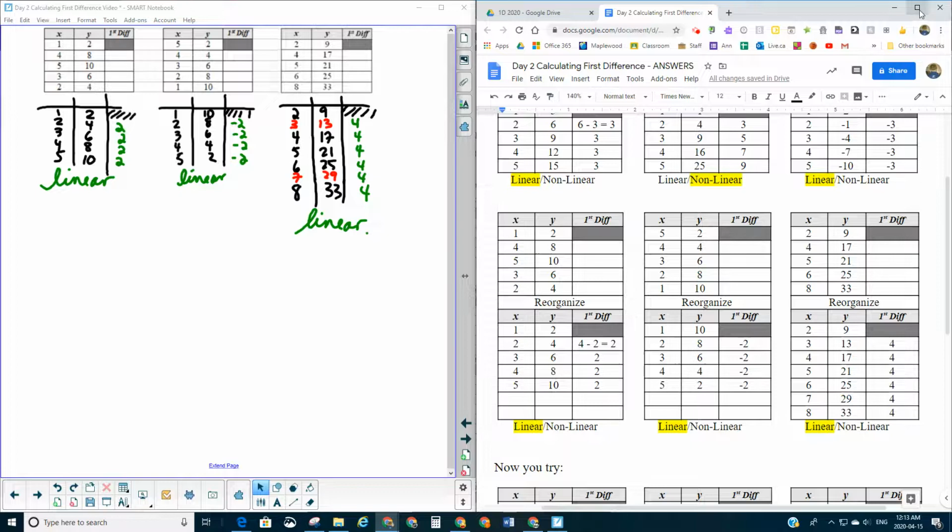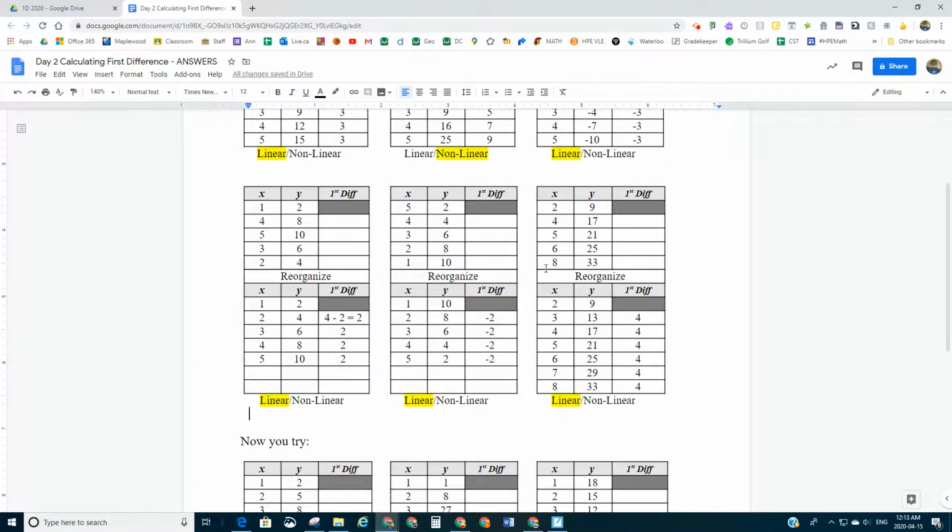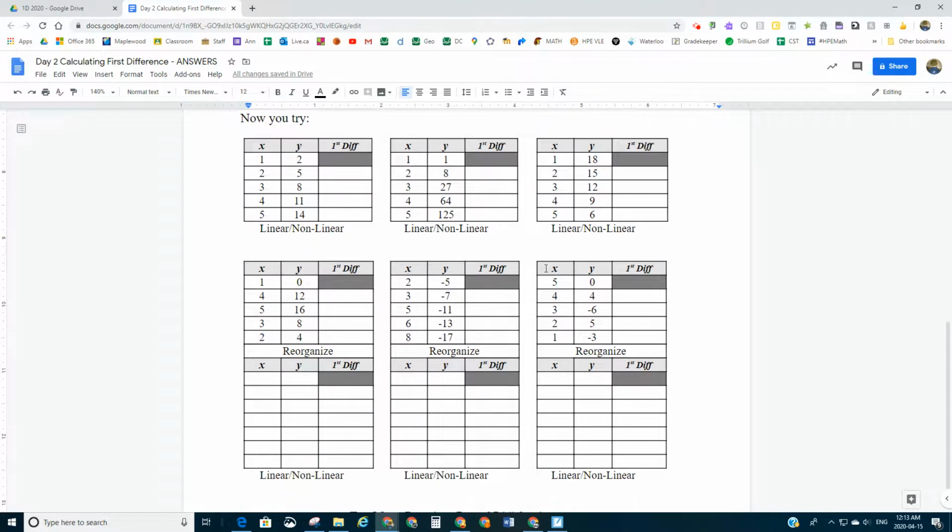All right, so now what you're going to do is complete the rest of this worksheet. This is for you to try. So you're going to do all of this and complete all of these things. You're going to find the first differences and decide if they're linear or nonlinear. These ones you don't have to reorganize, these ones you do. When you reorganize, calculate the first difference and decide if it's linear or nonlinear.